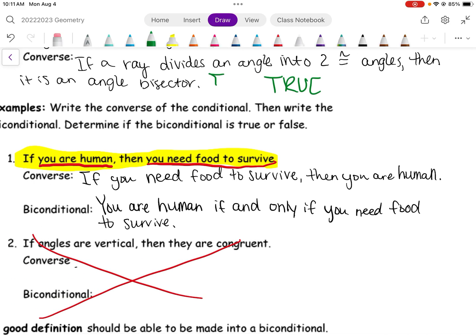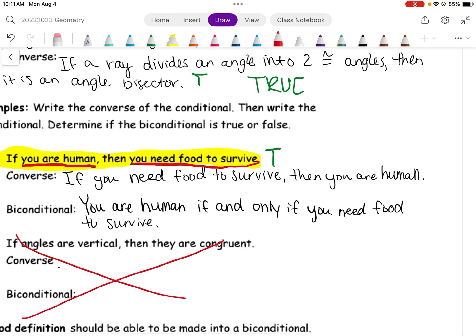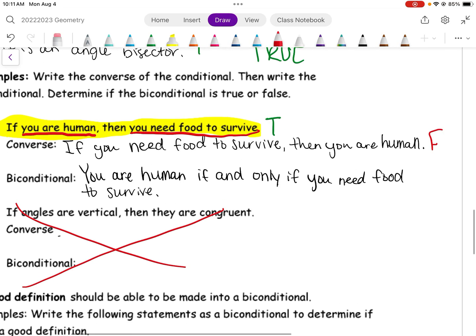And let's go through and talk true or false. The conditional: if you are human, then you need food to survive. That's true. If you're a human and you don't eat, you'll die. Okay, true. Now the converse: if you need food to survive, then you are human. That's not always true. There are other things that need food to survive that are not human, like a dog. A dog needs food to survive, but it's not human, so that's false.